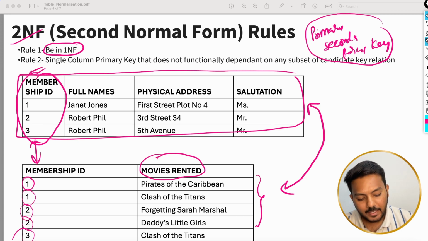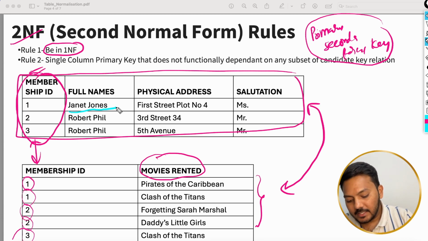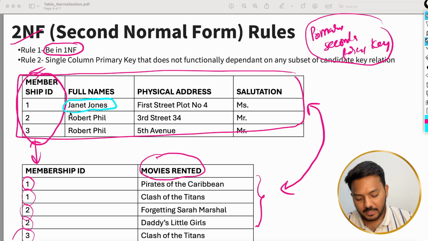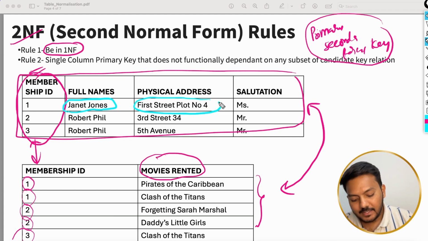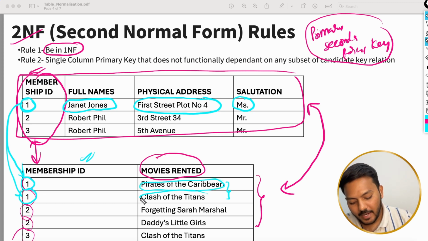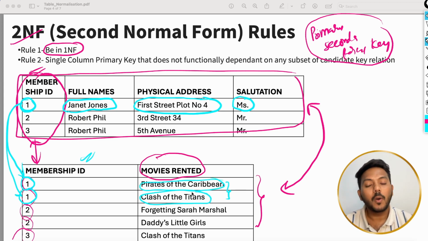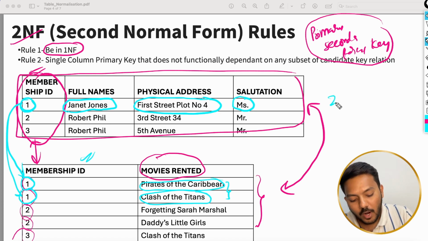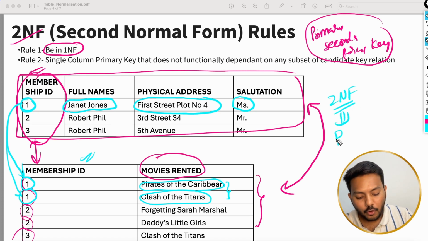So by looking at this, I can say that Janet Jones is a person who is living at this address, and the salutation is Miss, and the membership ID is 1. If you see in this table, I have two records with membership ID as 1, right? That means she rented both of these movies, Pirates of Caribbean and Clash of Titans. Hopefully you understood that.